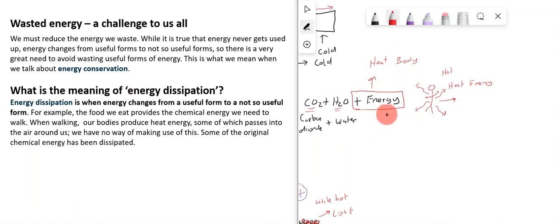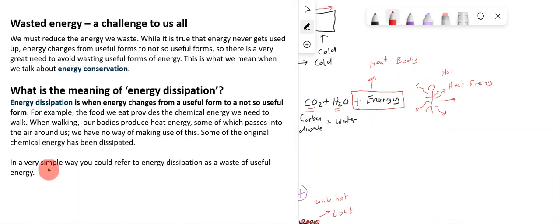So the energy from the glucose in your body that's turned into kinetic energy that makes you move has been used to do some useful work. But the energy that you lose, for example, to the environment is just lost, and it's not doing any useful work. So in a very simple way, you could refer to energy dissipation as a waste of useful energy. Okay, so you can think about this heat that's been lost from your body. It's a waste of energy essentially, because it's not doing any useful work.